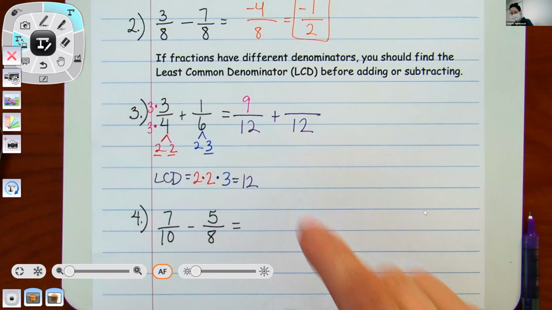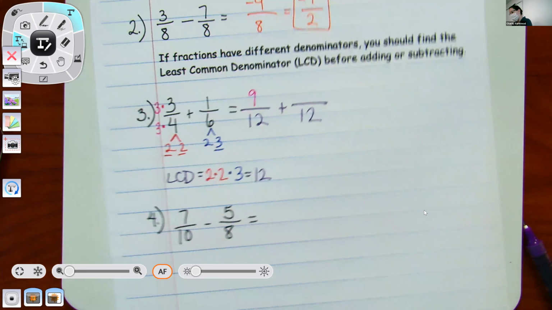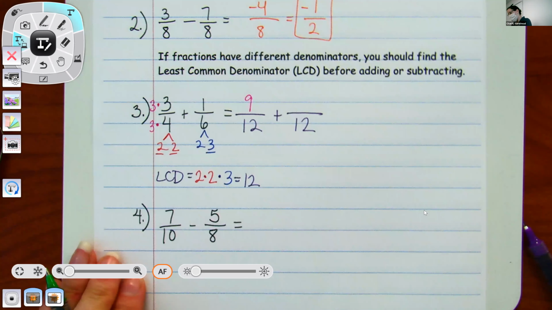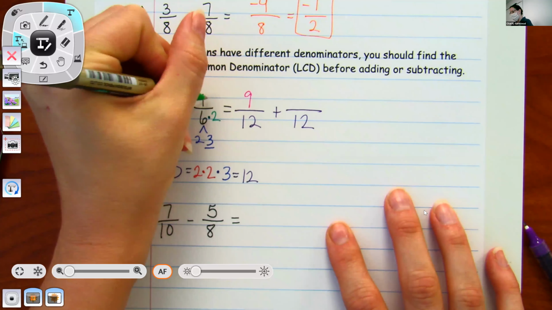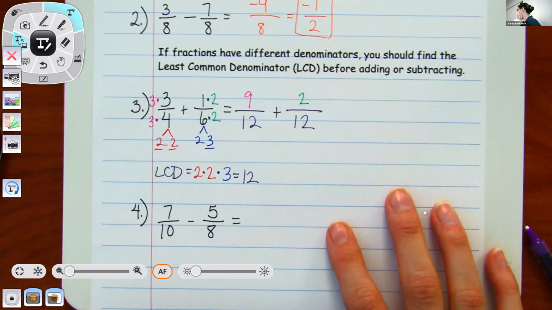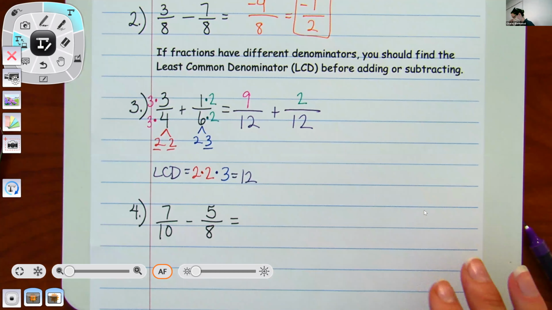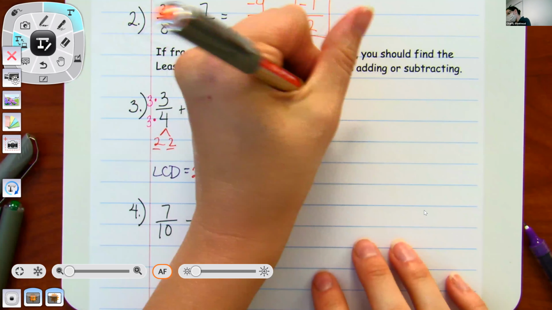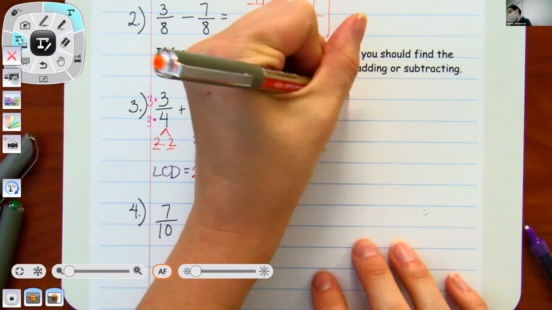And then what do you have to multiply with 6 to get 12? 2. And so you have to multiply the numerator by 2 as well. So 1 times 2 is 2. So 1 over 6 turns into 2 over 12. All right, so we just rewrote the problem using the common denominator. So now we can just add these together. So 9 plus 2 is 11. So it's 11 over 12.